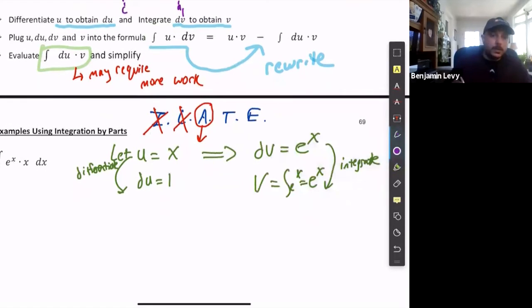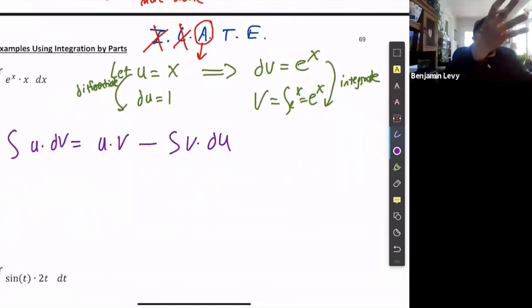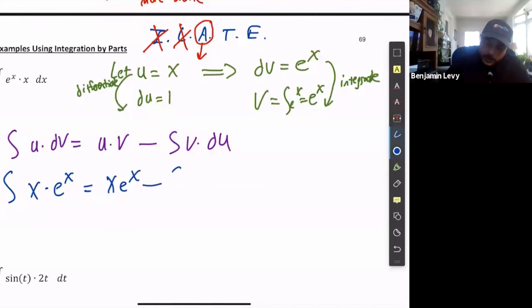So let me switch colors here. So what we found was the integral of u dv equals uv minus the integral of v du. I'm just copying down what was on that last page so I can scroll down. And we have all those things labeled right on the page, right? And so this becomes the integral of x e to the x, that's what we started with, equals uv, so x e to the x, minus the integral of v, e to the x, du, which is 1.